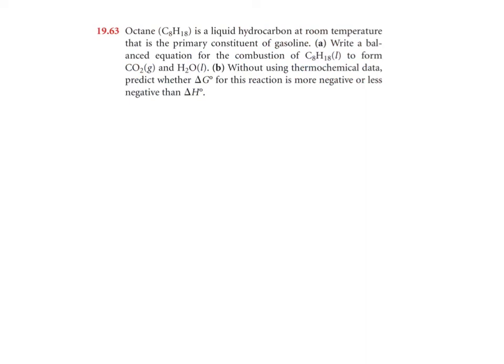Okay, last one. So octane is a liquid hydrocarbon at room temperature that is the primary constituent of gasoline. A, write a balanced equation for the combustion of octane to form carbon dioxide and H2O. B, without using thermochemical data, predict whether delta G for this reaction is more negative or less negative than delta H. Okay, so first part should be pretty easy peasy.